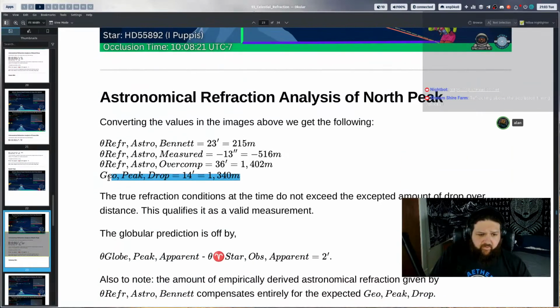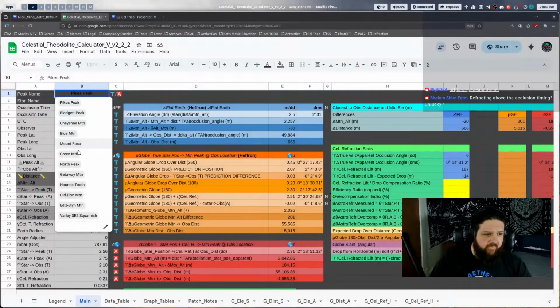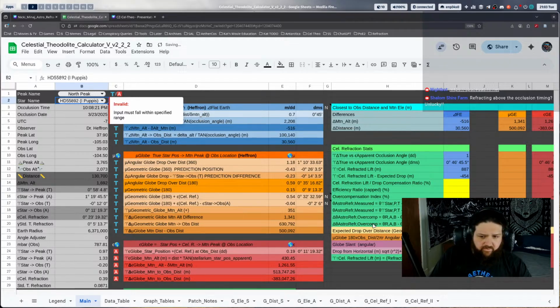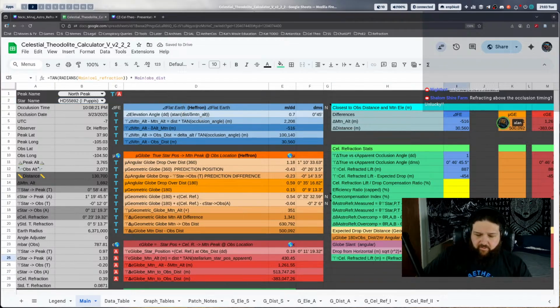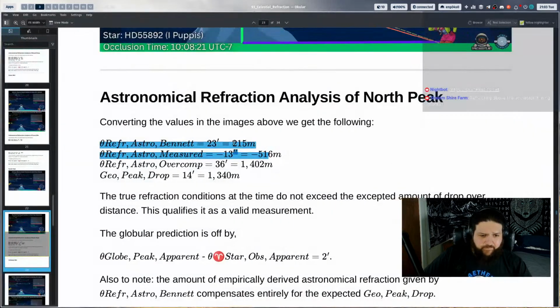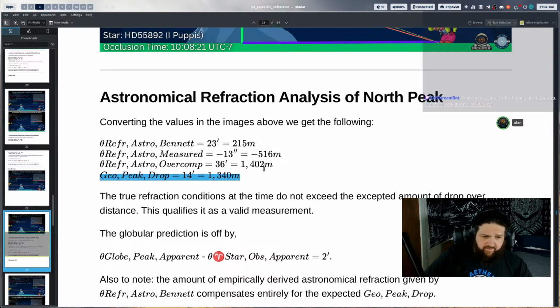When we go into the drop over distance, there's 1,340 meters of drop over distance. The Bennett correction gives them, that can't be right. That's North Peak. Yeah. Their celestial lift from their astronomical refraction gives them 886 meters for their lift relative to their drop over distance, and then the amount actually measured, because of the difference being higher than what we predicted, comes out to be minus 560 meters. So valid measurement, our measured amount didn't exceed the drop over distance there, so we're valid in that.